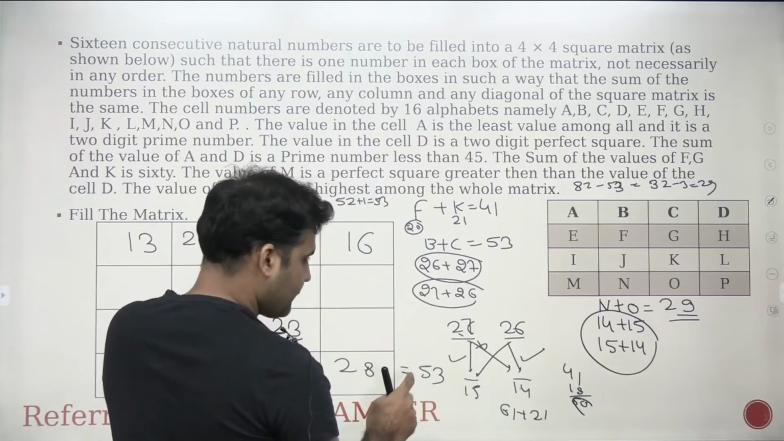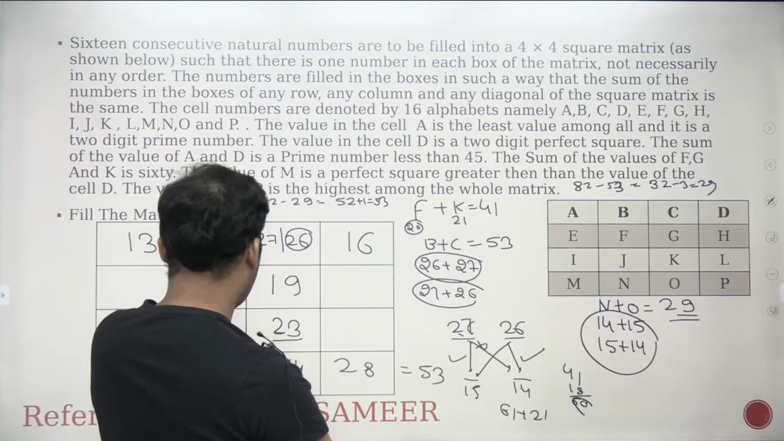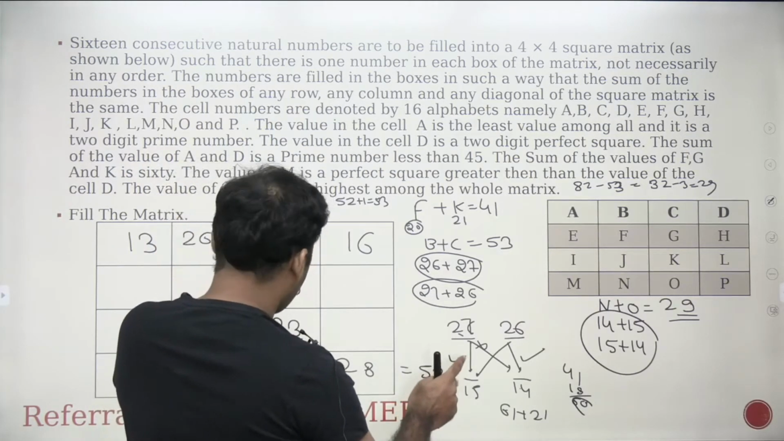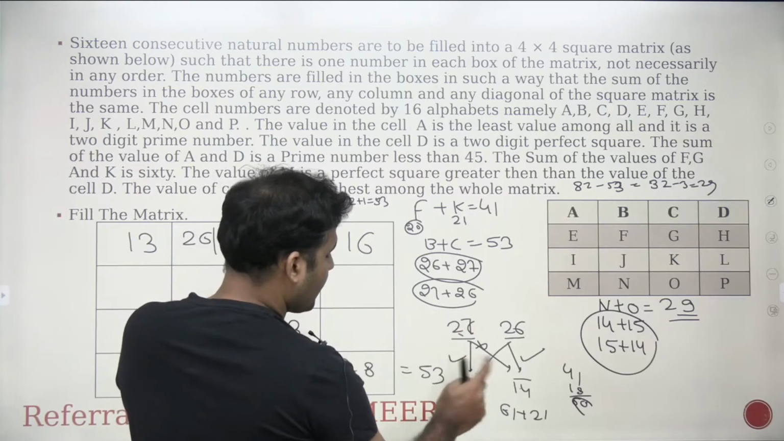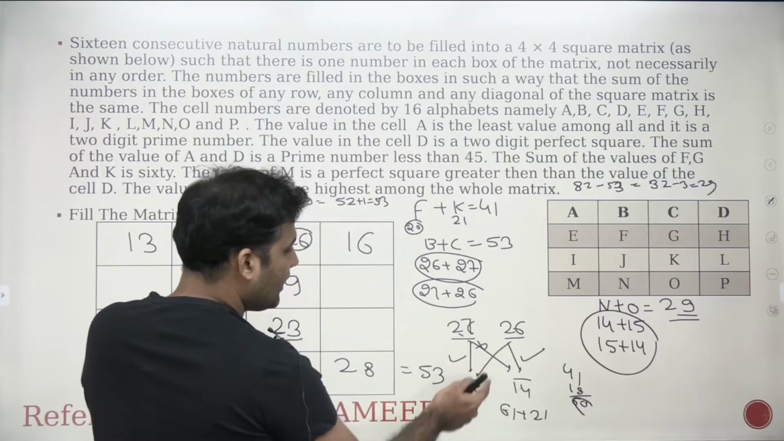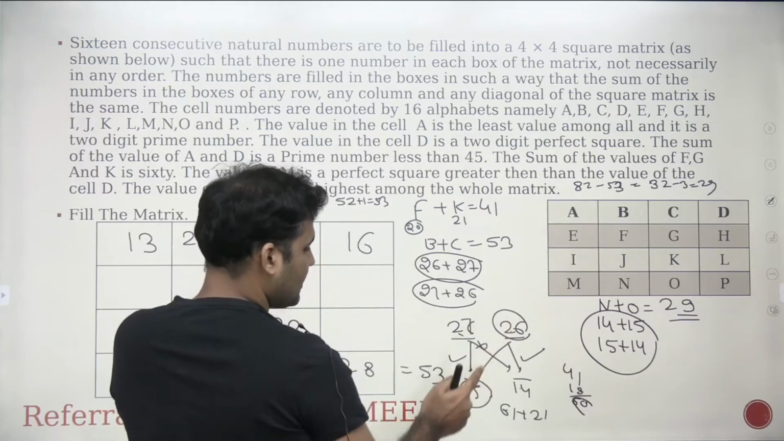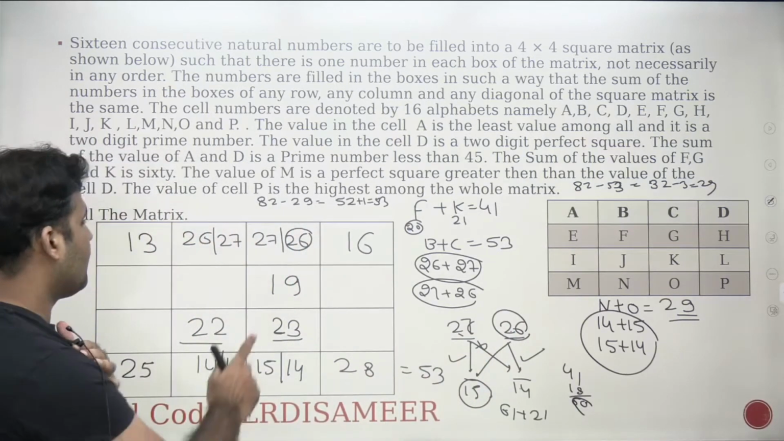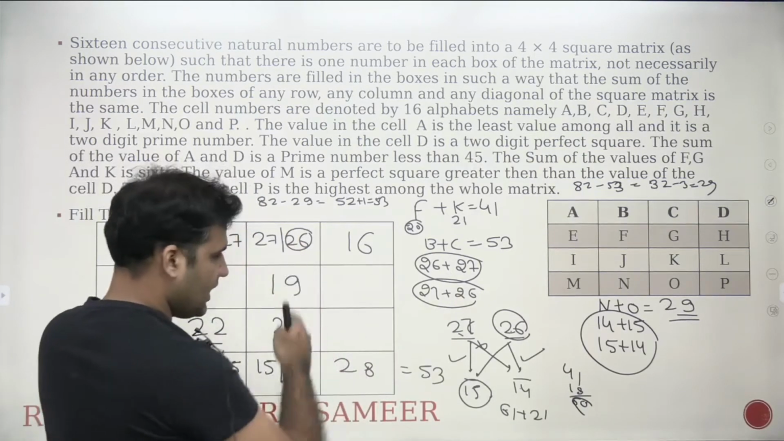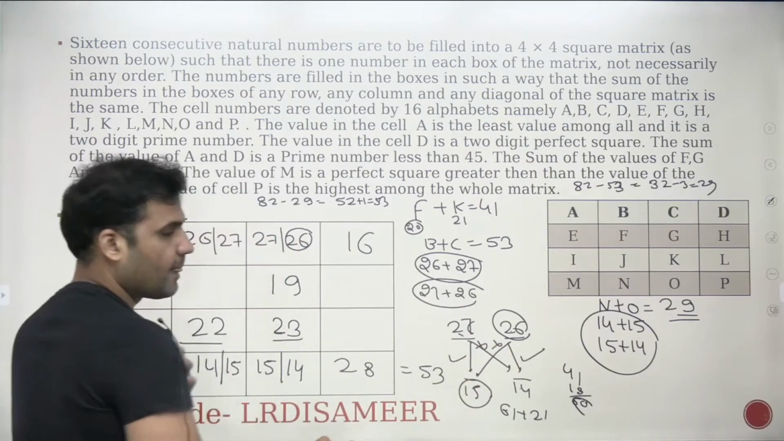Let's take another case, right? So 26 and 14 is working, 27 and 15 is also working. Okay, what if I'm taking 27 and 14 here? 27 and 14 has already been eliminated. I'm left with only one case, 26 and 15. 26 plus 15 is 41. 41 plus 19 is 60. Then I will be left with 22 to make it 82. 22 has already been used, so this case is also eliminated, right?